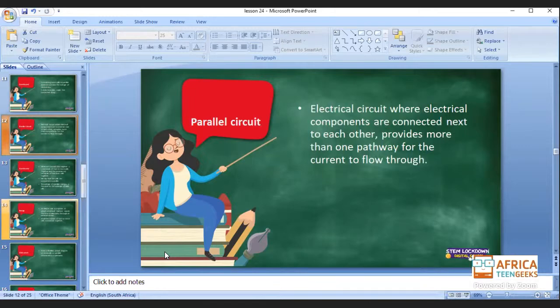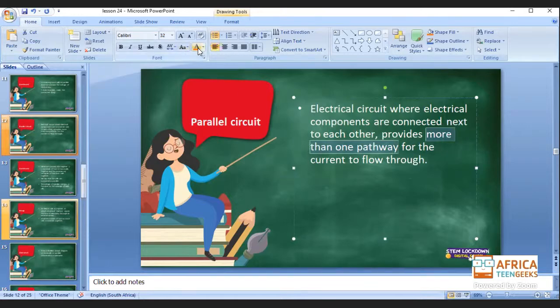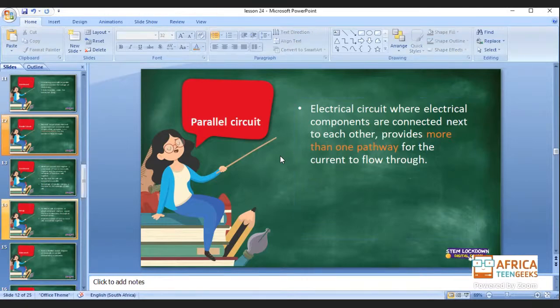Then when we're talking about a parallel circuit, we talk about an electrical circuit where electrical components are connected next to each other, which provides more than one pathway for the current to flow through. Remember, in a series circuit, we've got only one pathway. Here we have more than one pathway. But in a series circuit, we have only one pathway. Here in a parallel circuit, we have more than one pathway for the current to flow through. Are we clear, grade 9s?